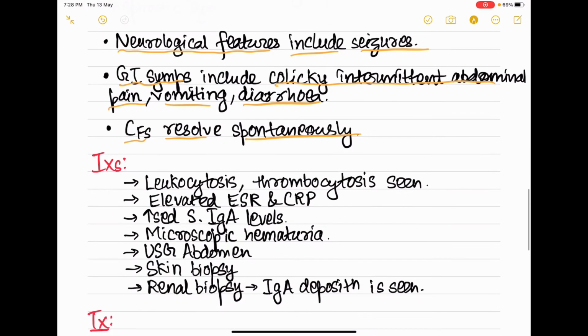So now coming to the investigations to be done in HSP, we can see leukocytosis, that is increase in WBC count, and thrombocytosis, that is increase in platelet count. Along with that, we will get elevated ESR and C-reactive protein levels. There will be increased serum immunoglobulin A levels. Microscopic hematuria can be demonstrated. Then we have to do USG abdomen, skin biopsy, and renal biopsy. In renal biopsy, we can see IgA deposition in the glomeruli.